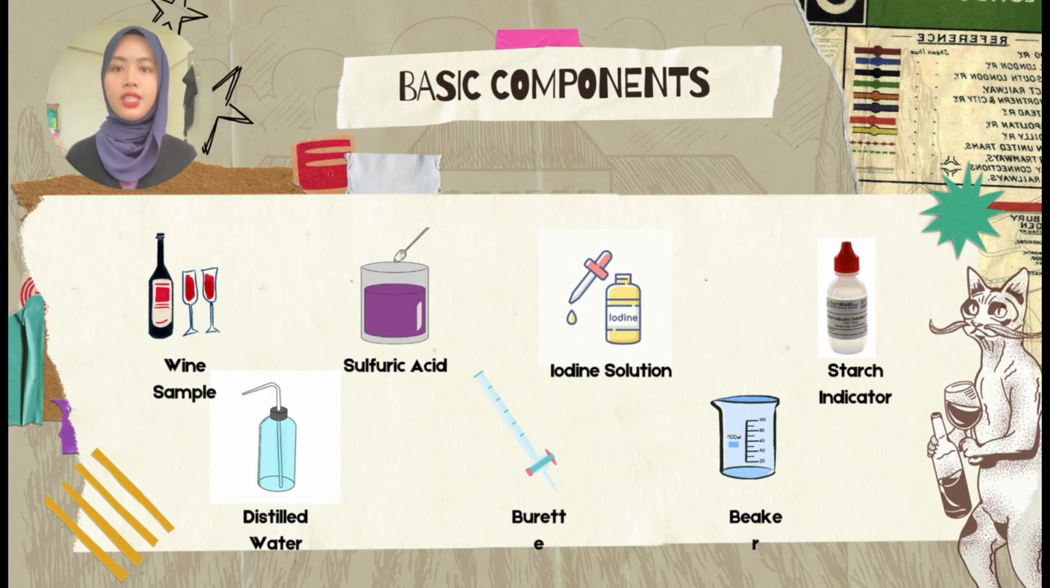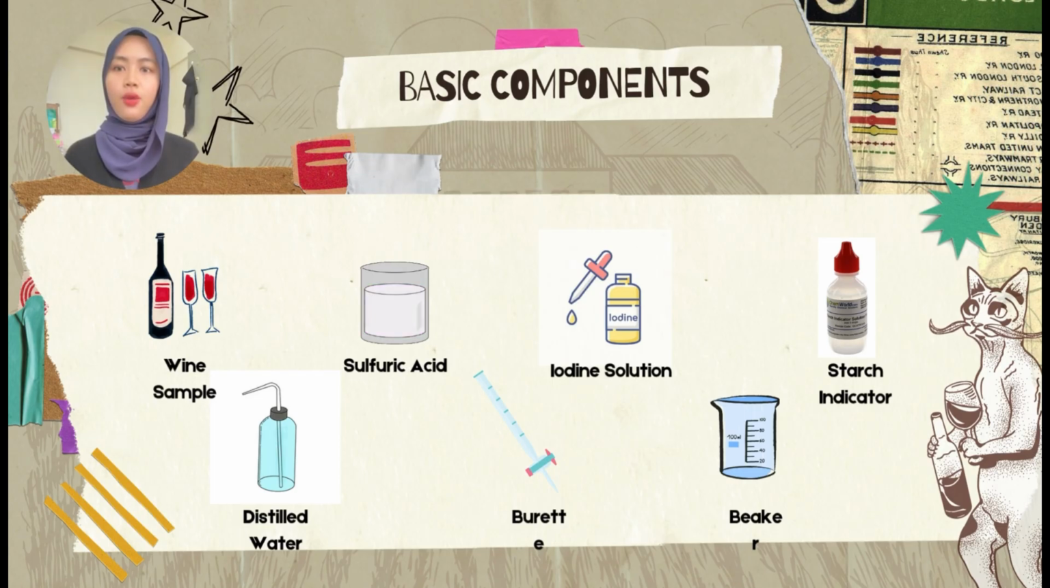After that, we have distilled water, which is essential for rinsing the equipment and diluting solutions to ensure accuracy during the titration. It helps prevent contamination and ensures that only the intended reactions are taking place. Then the burette, a precise instrument used to deliver the iodine solution into the wine sample. This allows us to carefully control the amount of iodine added and observe the reaction closely.